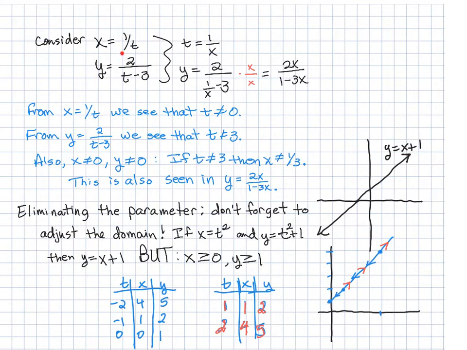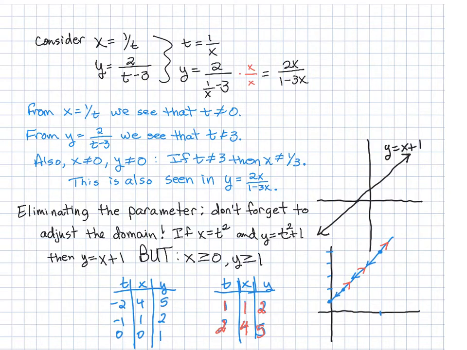Here we have x is 1 over t and y is 2 over t minus 3. Now you see right here, t can never be 0. And here t can never be 3. So we have some limitations on our t. So eliminating the parameter here, if I take this equation and I solve for t, I get t equals 1 over x. Now you see x can never be 0.